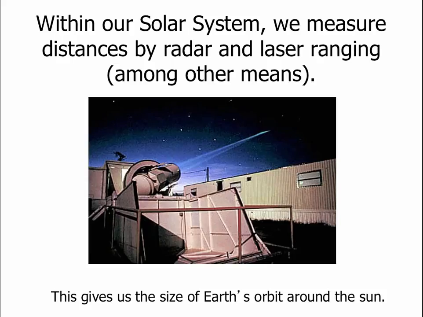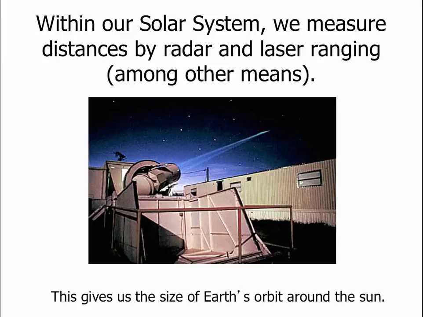We begin with the smallest distances that we need to measure, and that's distances within our own solar system. There are different ways to measure distances within our solar system, but the two primary, most direct ways are radar ranging, where you emit a radar beam, it bounces off another planet or an asteroid, and comes back to us. We time how long it takes, we know the speed of light, and that tells us the distance to the object. And for the moon, we can use laser ranging.